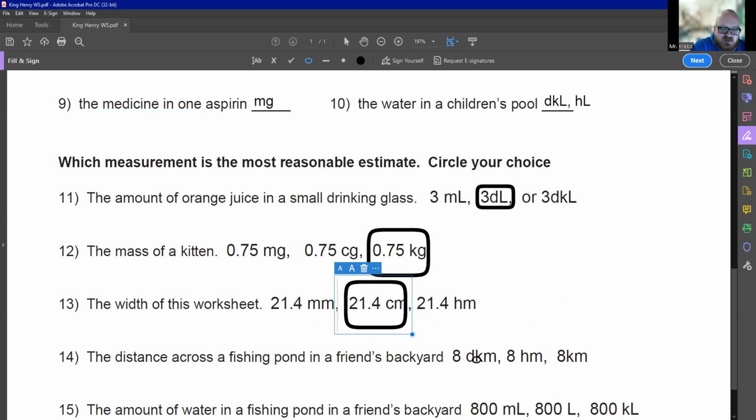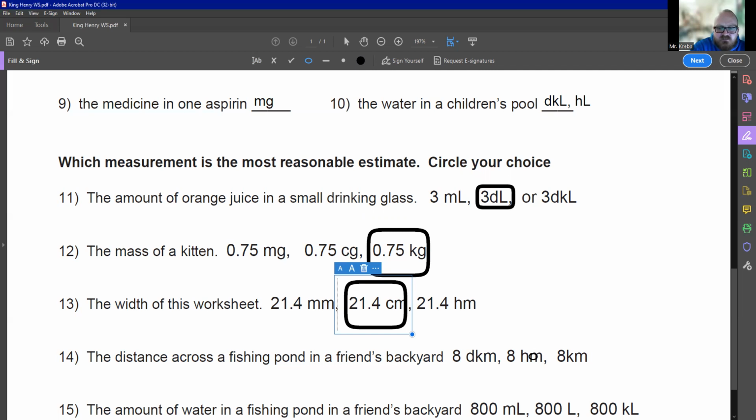Distance across a fishing pond in a friend's backyard. Is it going to be 8 decameters, 8 hectometers, or 8 kilometers? 8 kilometers wouldn't be a pond. That would be like an ocean or a lake, a huge body of water. 8 decameters would be, think 8 meters, it would be 10 times that. So maybe about 80 meters, give or take. 8 hectometers would again be pretty big.